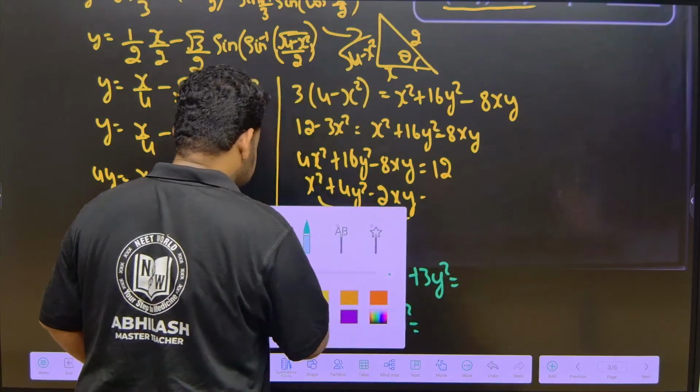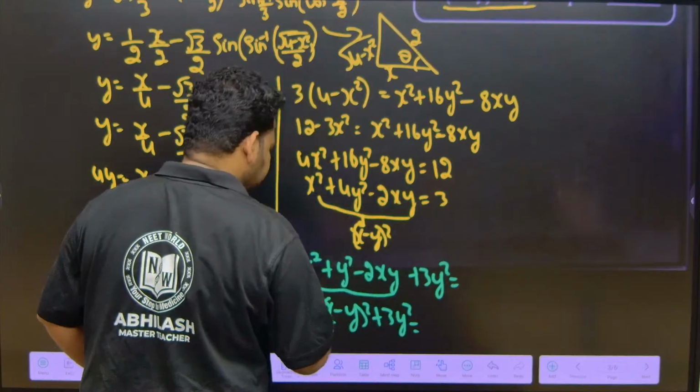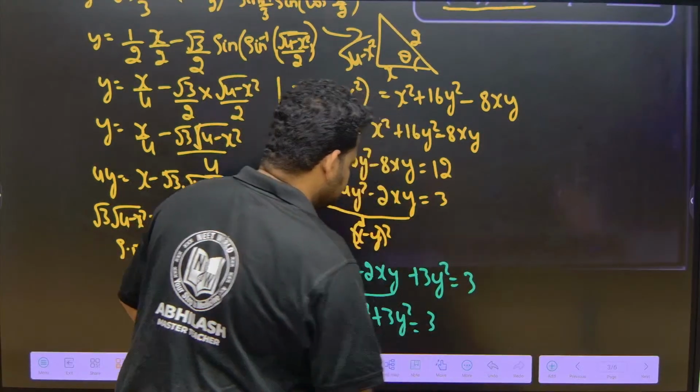So this will become 3 is equal to 3. This will become equal to 3.